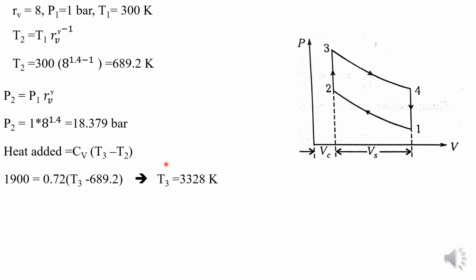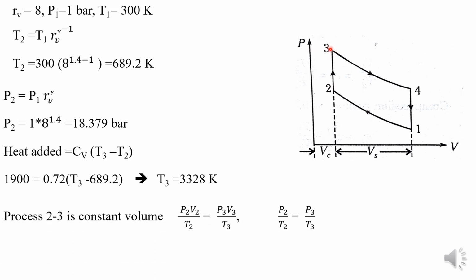Once you have T3, next you need to find the value of P3. It is a constant volume process, so volume will get cancelled. P2 by T2 is nothing but P3 by T3. Here our only unknown term is P3, the rest of the terms you know. Substitute and get the value of P3.